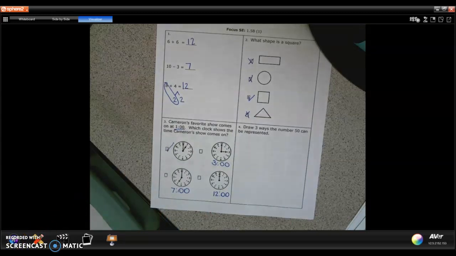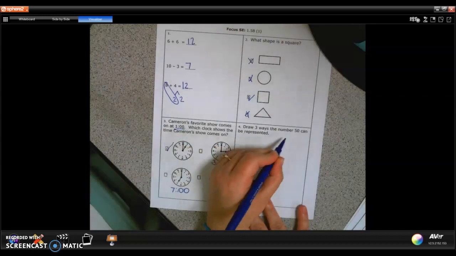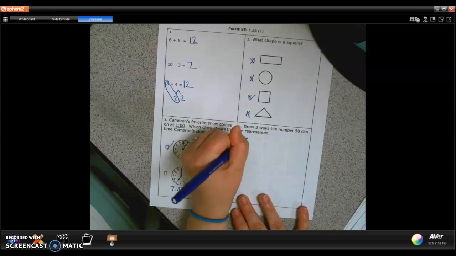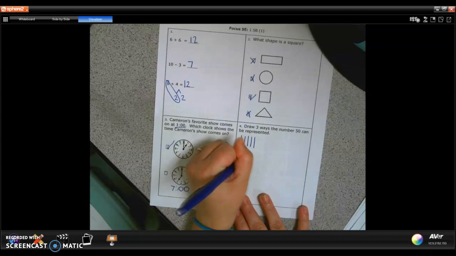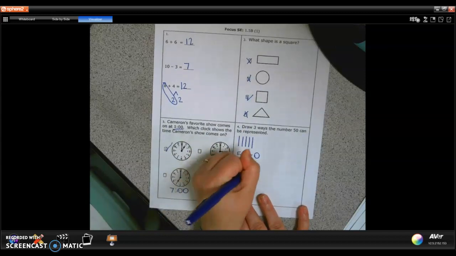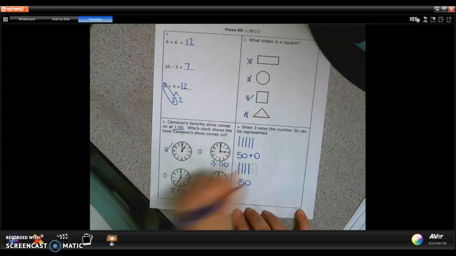Number 4, draw 3 ways the number 50 can be represented. So I could represent the number 50 with 5 groups of 10, 10, 20, 30, 40, 50. I could represent it as 50 plus 0. I could represent it with 4 groups of 10 and 10 leftovers. I could represent it in standard form as 50.